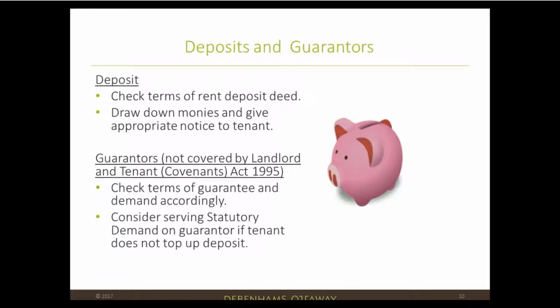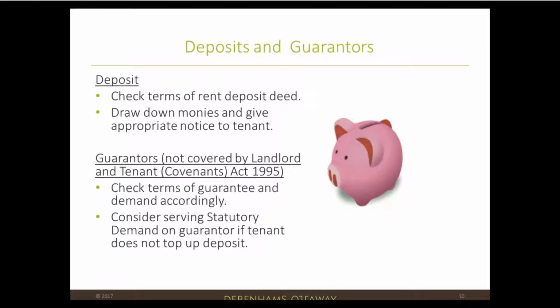In terms of guarantors, firstly, I'll be talking about guarantors which are not covered by the Landlord and Tenant Covenants Act 1995, and once we get to the Covenants Act, I'll explain what tenants that covers. What you need to do is check the terms of the guarantee and demand the monies accordingly.